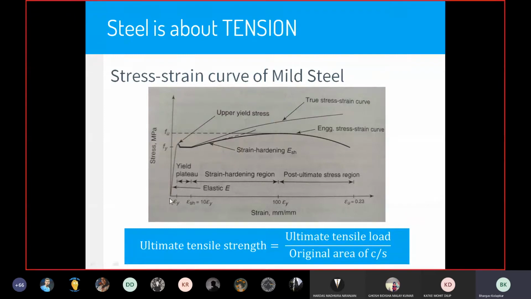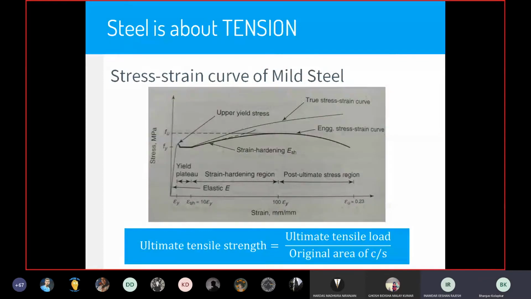Now you see, there's this straight portion in which there is an increase in the strain, but there is no increase in the stress. Can someone tell me what that means? In this plateau region, which is called a yield plateau, the strain is increasing, but the stress is not increasing. Anybody? So even without increasing the load or the force, the length is increasing.